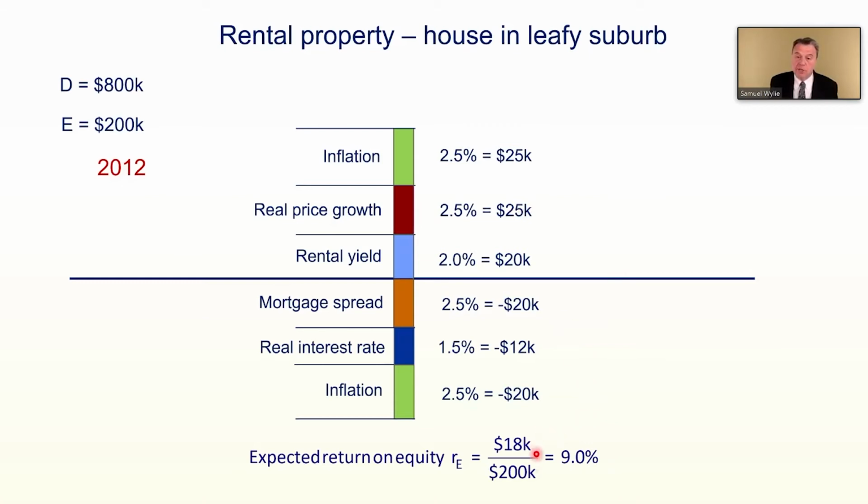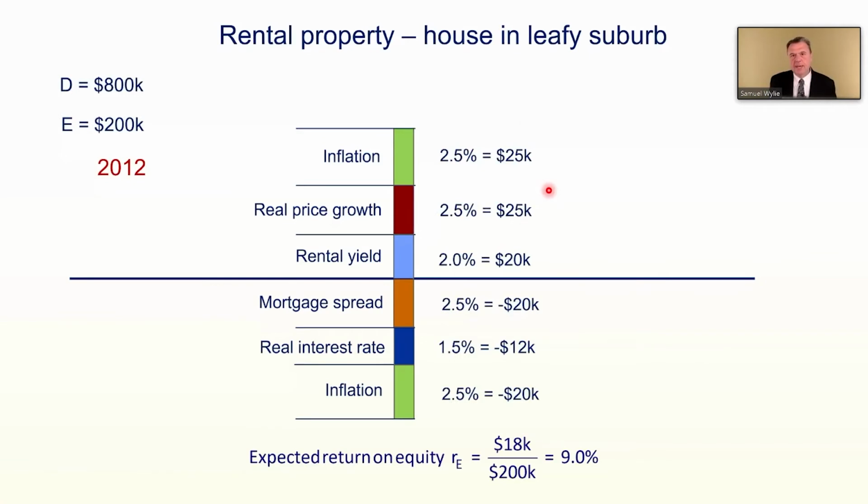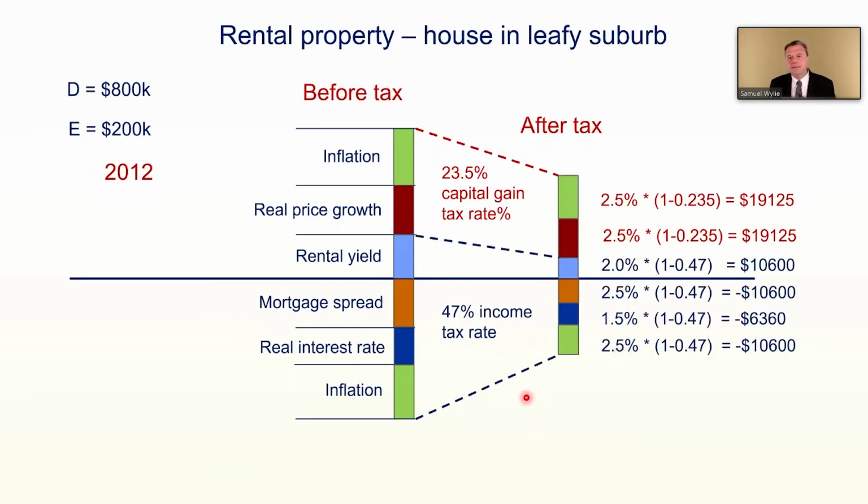So our return was 9% before tax, our total expected return. And now we're introducing tax. But here's the key thing. Capital gains is going to be taxed at half the rate of income. And the income is negative. And so this is going to be taxed much more heavily than that is. The part that's negative is going to be taxed much more heavily than the part that's positive. Now, what that means is this.